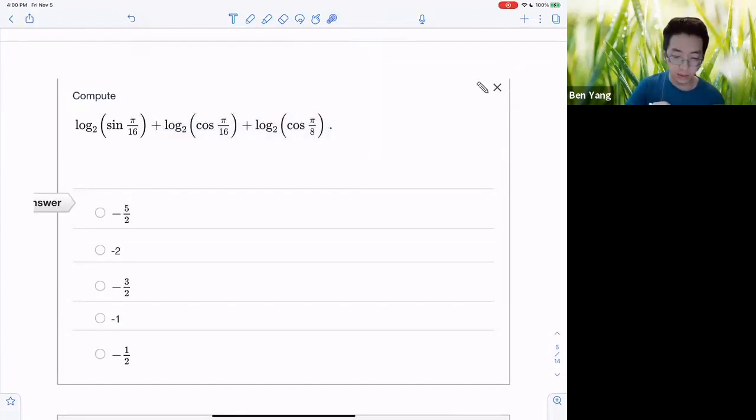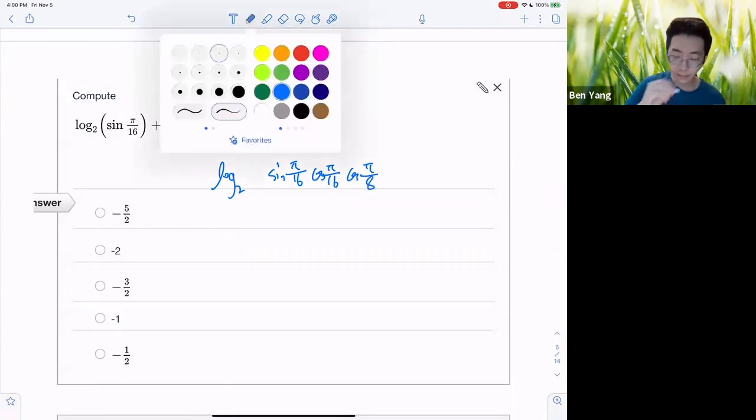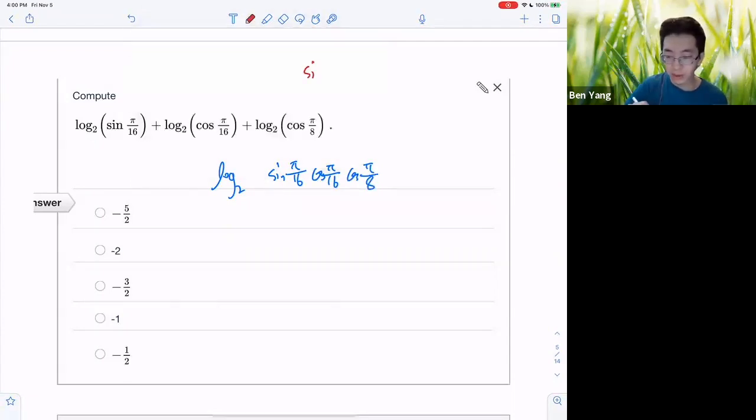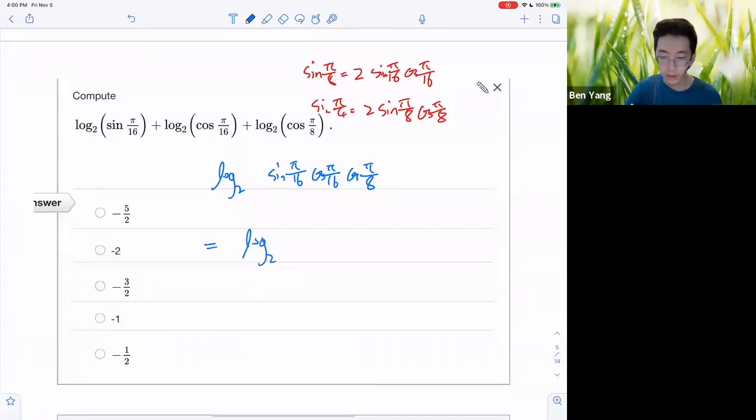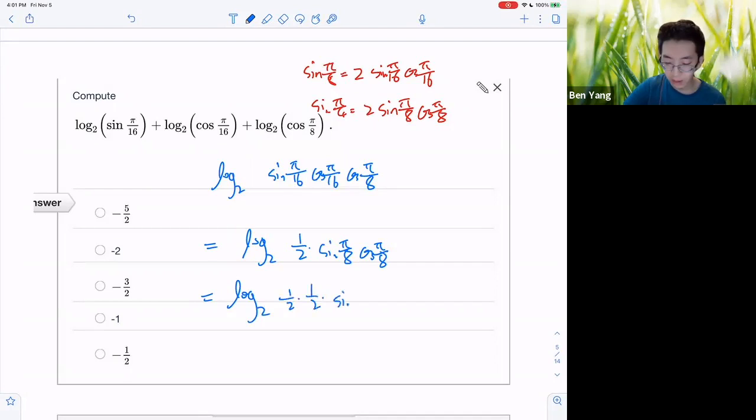Log 2 of sine, log 2 of cosine, log 2 of cosine, that's just log 2 of the product of everything. So sine pi over 16, cosine pi over 16, cosine pi over 8. Sine pi over 8 equals 2 times sine pi over 16, cosine pi over 16. Okay, and later on we're going to use sine pi over 4 equals 2 times sine pi over 8 cosine pi over 8. Okay, so this equals log 2 of, well, we have 1/2 times 2, so 1/2 times 2 times this one, but this one is sine pi over 8. So this is 1/2 times 1/2 times sine pi over 4.